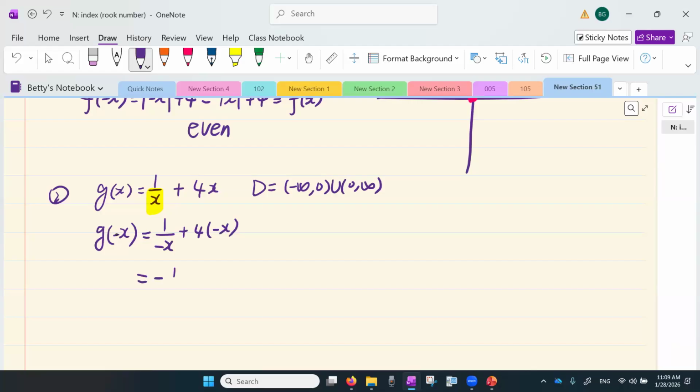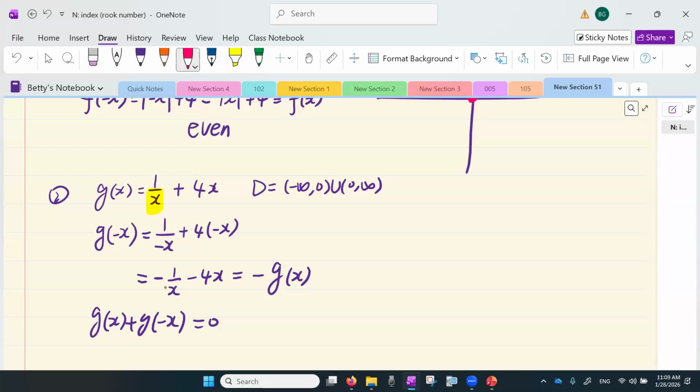And we're going to go ahead to find g of negative x. It's going to be negative 1 over x minus 4x. Compare with g of x, you notice it is negative g of x. Or if you add g of x and then g of negative x, you'll see that you have a 0. Okay?